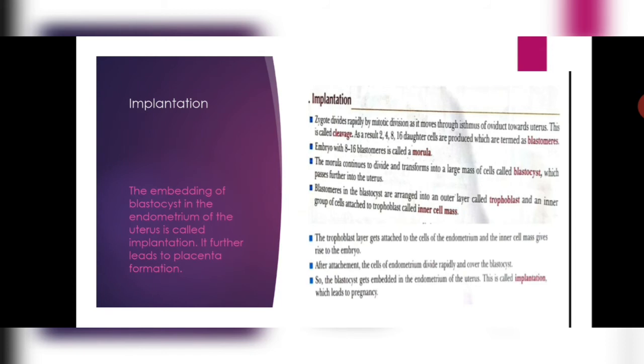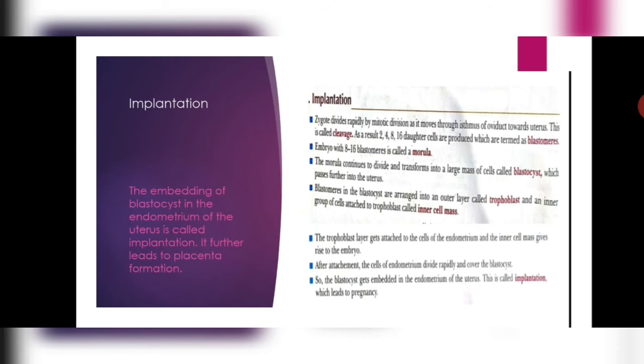Let us now see what will happen after the formation of zygote. After the formation of zygote, this zygote will develop further and convert into blastocyst, which shall get embedded into the endometrium of the uterus, and this process is known as implantation. So what happens? The zygote divides rapidly by simple mitotic divisions when it moves through the ampullary isthmic junction towards the isthmus and then towards the uterus. This is known as cleavage.